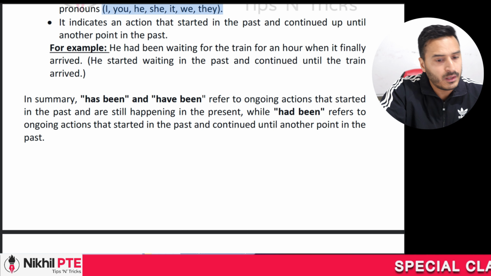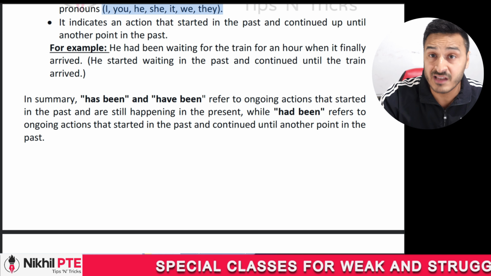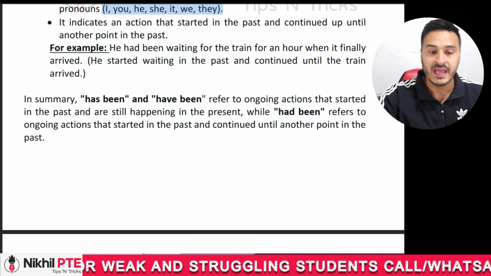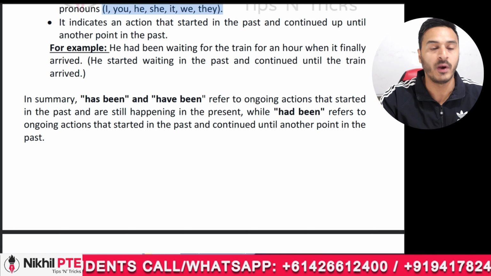So here is a summary. Has been or have been refer to ongoing actions that started in the past but are still happening in the present, while had been refers to ongoing actions that started in the past and continued until another point in the past.